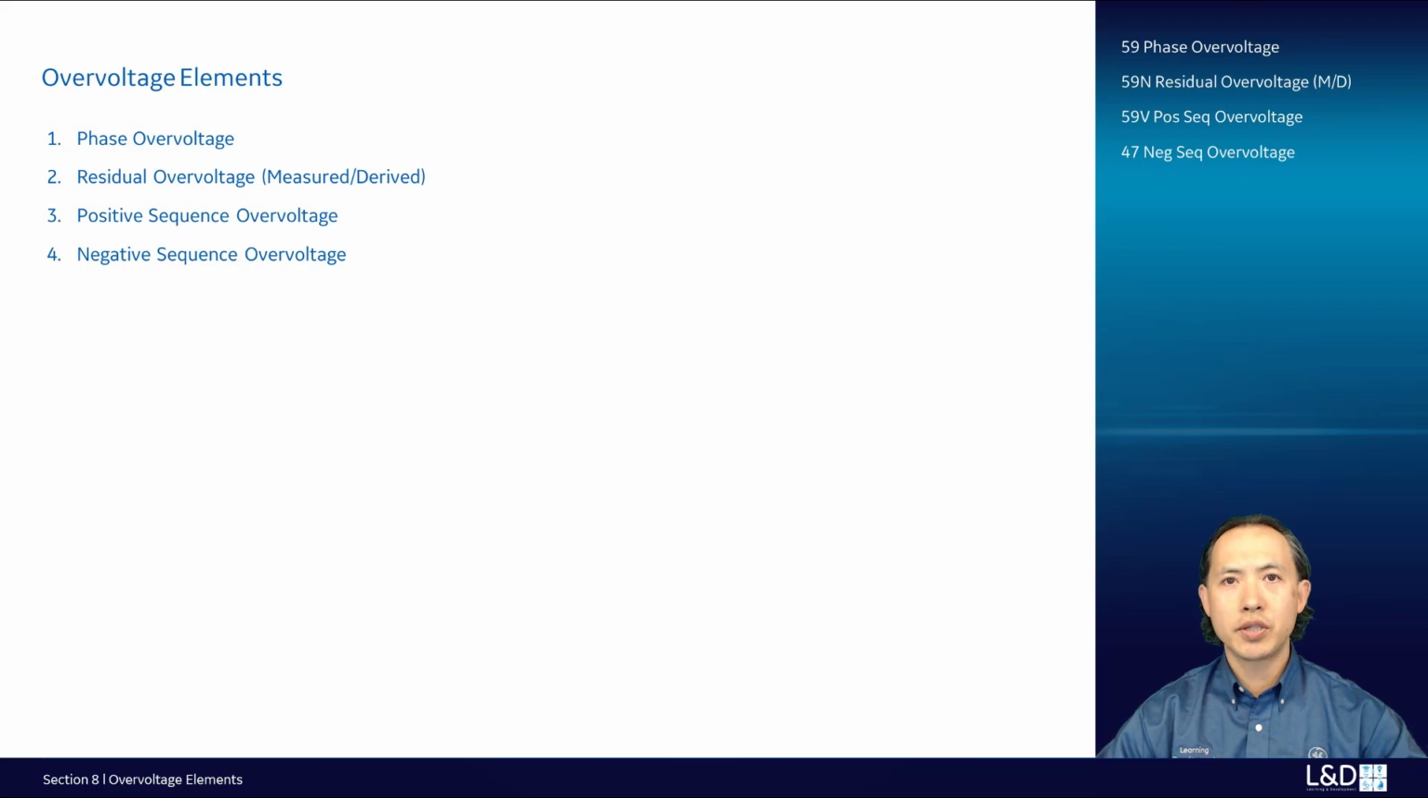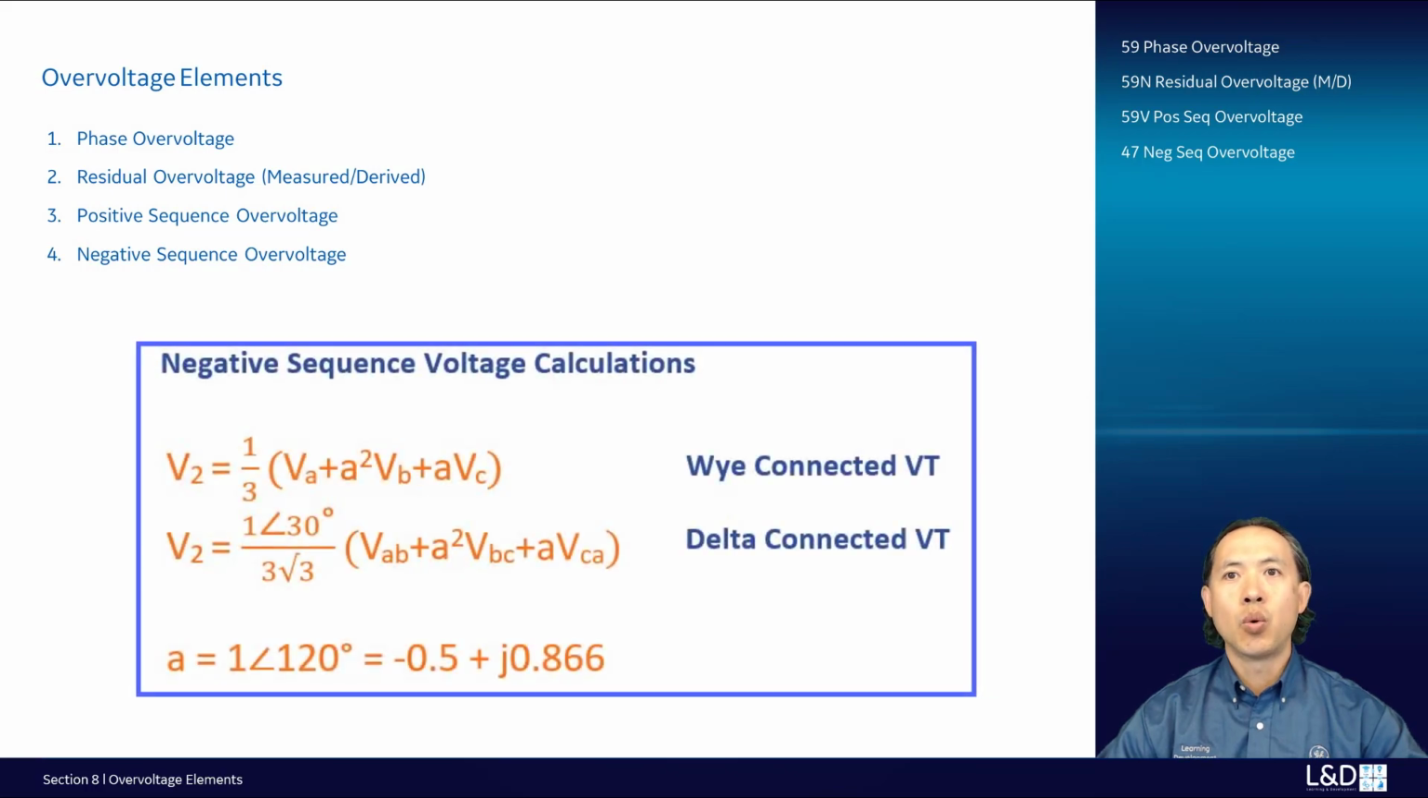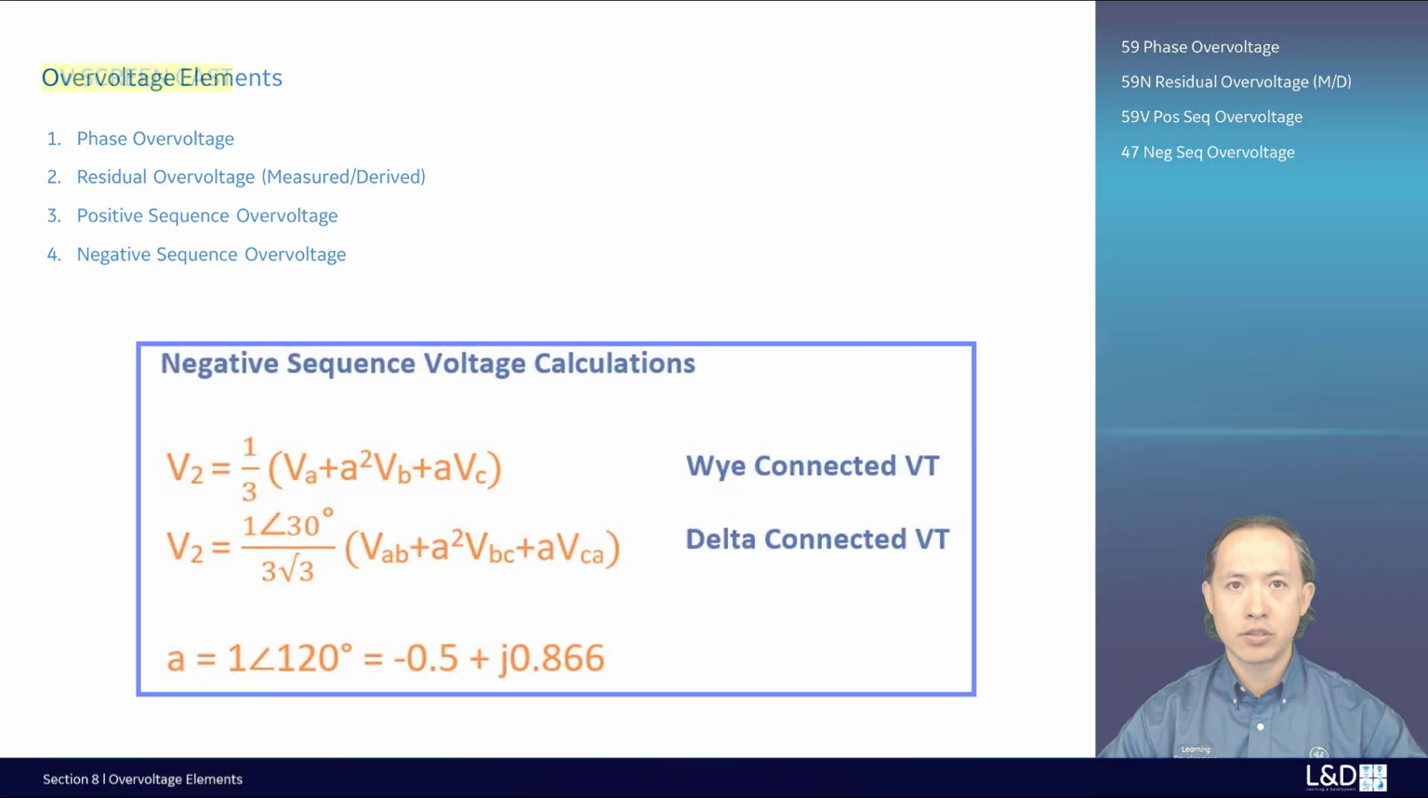In the overvoltage element session, we'll cover the 5 elements: phase overvoltage, residual overvoltage, which includes measured and derived, positive sequence overvoltage, and negative sequence overvoltage. In the previous session of the undervoltage element, we reviewed the Fortescue equations of the positive sequence voltage calculation, and now it's time to review the negative sequence voltage calculation for the Y and delta VT connections.